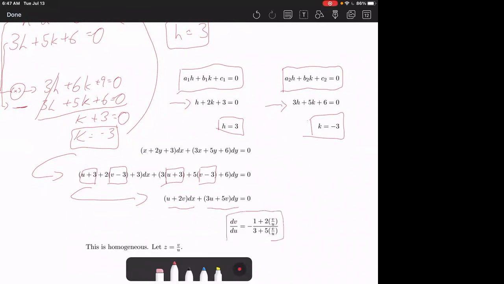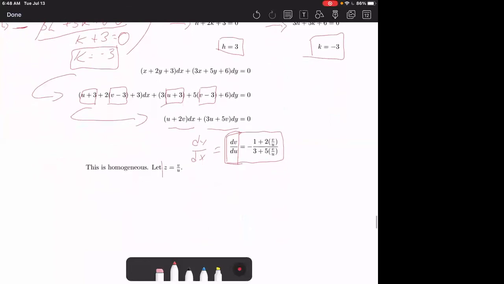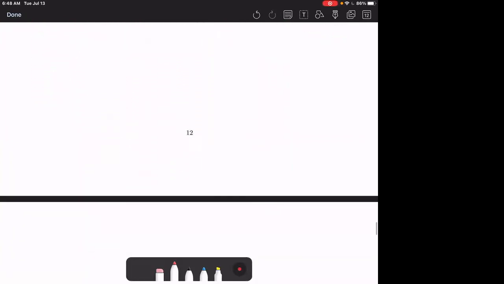And we're left with dV du is equal to negative (1 plus 2 V over U) over (3 plus 5 V over U). Recall that dv du is equal to dy dx, so that's why we reach this conclusion. So this is homogeneous, and we're going to let z equal v over u. We're going to do this problem as we would a problem at the very beginning of this video.